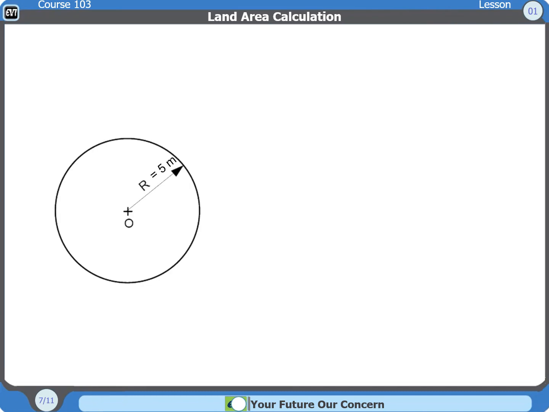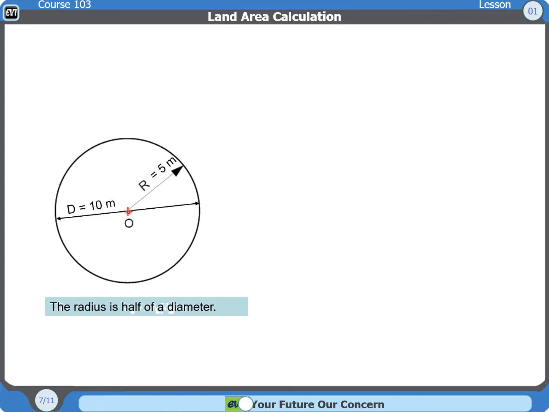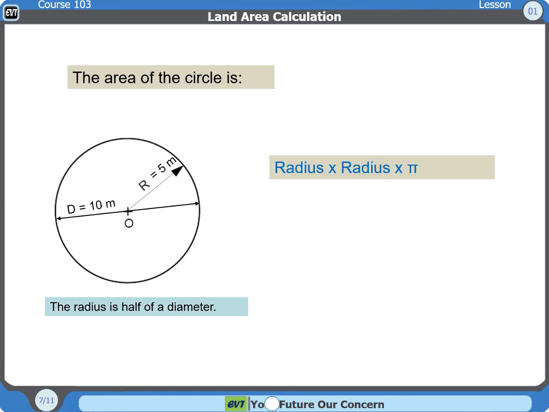We need now to find the area of a circle. First, we need to identify the radius of a circle. The radius is the length from the center of the circle to the edge of the circle, or the radius is half of the diameter. Now the area of a circle is its radius times radius times pi. Here we have 5 meters times 5 meters times 3.14, this is a constant, this is pi, equals 78.5 square meters.